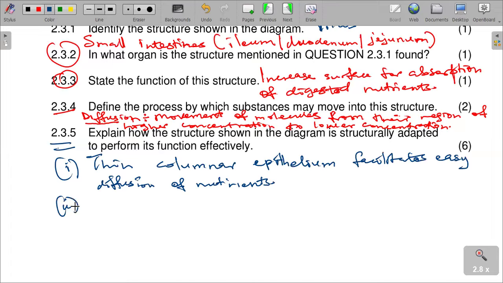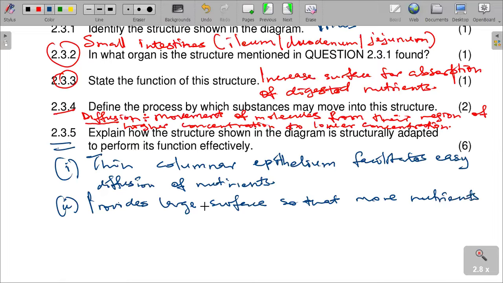And then two, we also need to understand that it provides, I was saying, provides a large surface area so that more nutrients are absorbed at a faster pace.